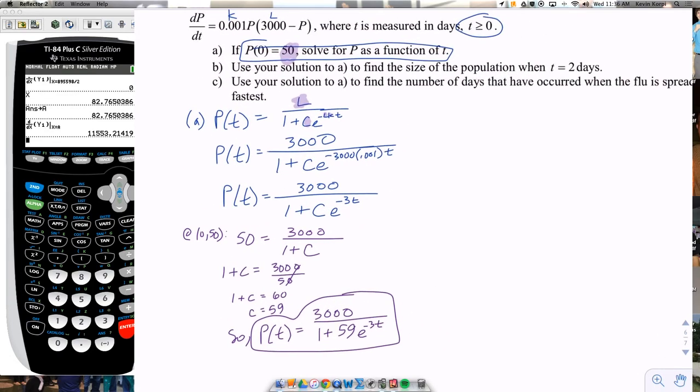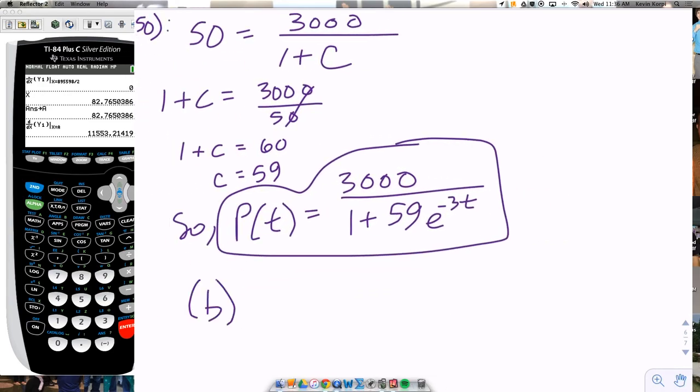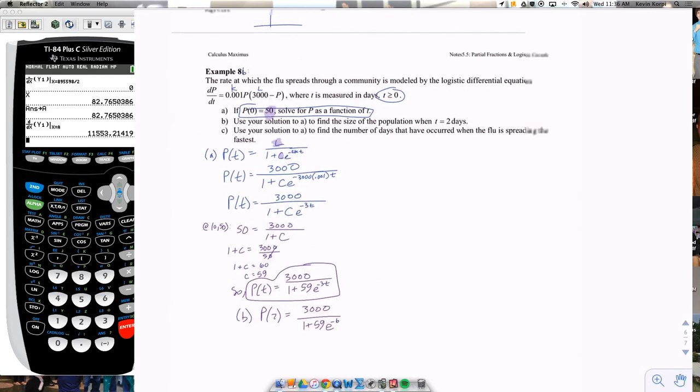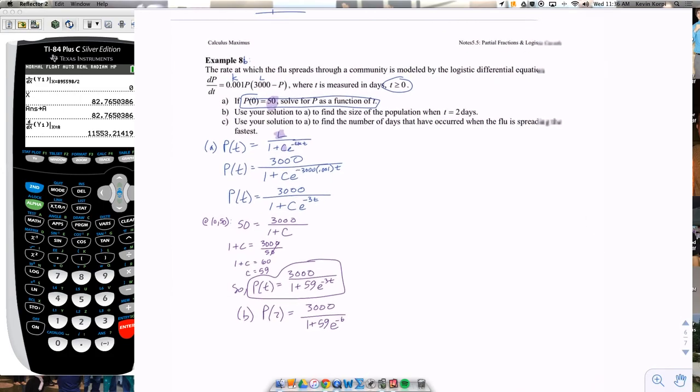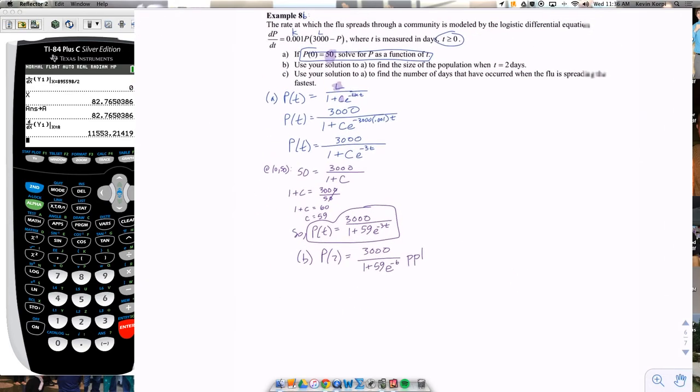You didn't have to show the separation of variables. You didn't have to reinvent the wheel for this one. Use your solution to find the size of the population when t equals 2. Okay, so on part B, what would you do? Notation. P of 2 equals 3,000 over 1 plus 59 e to the negative 6. And are there any units? People. Or affluenzins. I don't know if you call them that. I'm going to leave it like that.